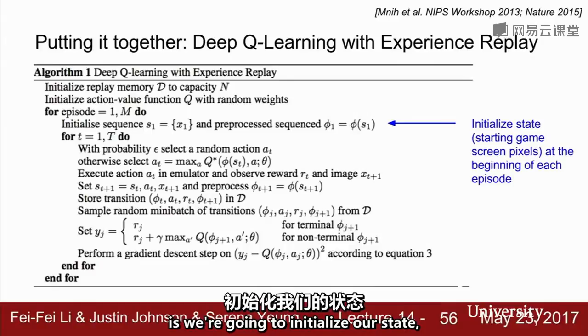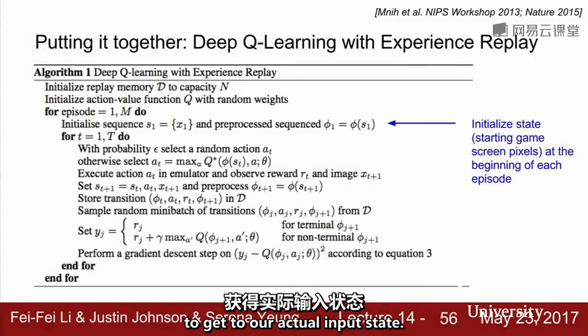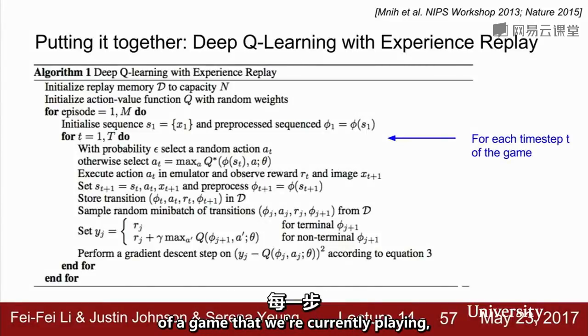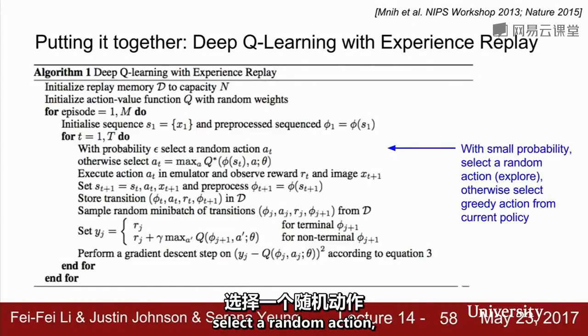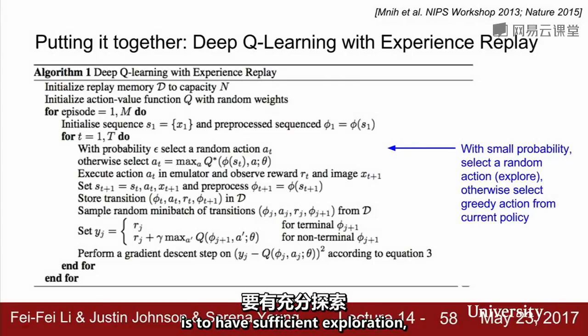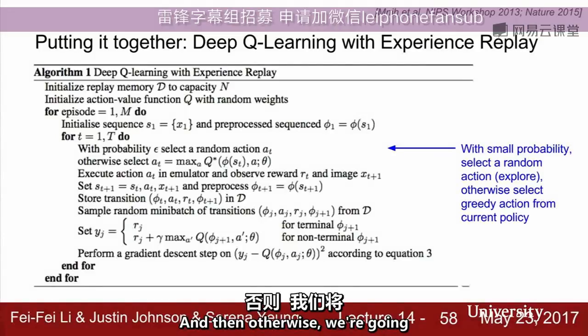And then what we're going to do is initialize our state using the starting game screen pixels at the beginning of each episode. And remember, we go through the pre-processing step to get to our actual input state. And then for each time step of the game that we're currently playing, with a small probability, we're going to select a random action. One thing that's important in these algorithms is to have sufficient exploration, so we want to make sure that we are sampling different parts of the state space. And then otherwise, we're going to select the greedy action from the current policy.